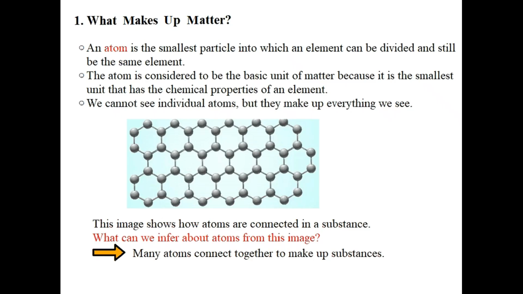First, we need to know what makes up matter. An atom is the smallest particle into which an element can be divided and still be the same element. So the atom is considered to be the basic unit of all matter because it is the smallest unit that has the chemical properties of an element. We cannot see individual atoms, but they make up everything we do see.